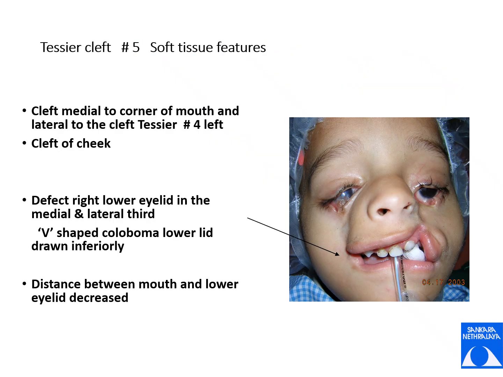Tessier cleft number 5. Soft tissue features. Cleft medial to corner of mouth and lateral to cleft Tessier number 4. Cleft of cheek. Defect of lower eyelid in the medial and lateral third. V-shaped coloboma, lower lid drawn inferiorly. Distance between mouth and lower eyelid is decreased.